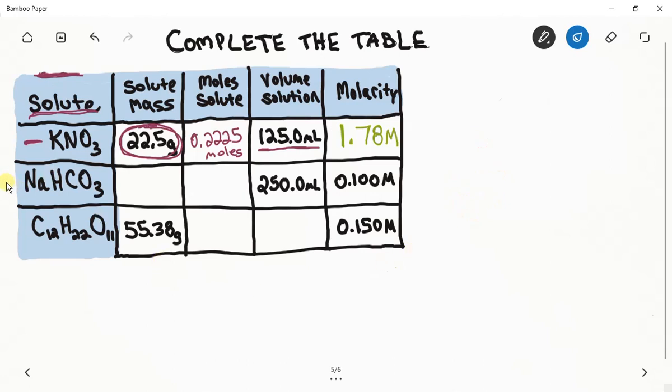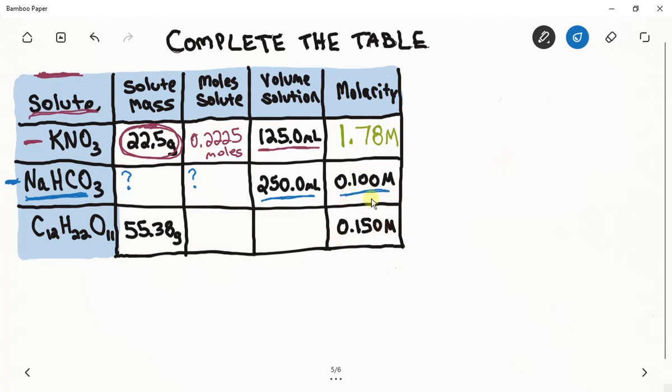Okay, so on to our next solute. So we have sodium bicarbonate, which is also known as baking soda. So this is what baking soda looks like in its chemical formula. So we don't know what the mass is. We don't know how many grams of baking soda we have. So we don't know how many moles of baking soda we have. But what we do know is we have 250 milliliters of it, and the molarity is 0.1.